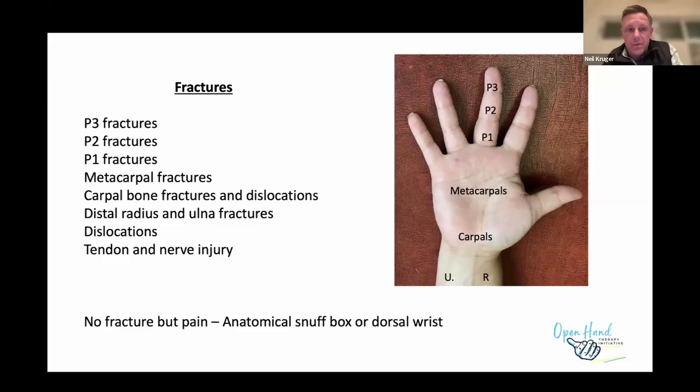And so I'm going to go through P3, P2, P1, your metacarpal fractures, and then your carpal bone fractures and dislocations, and what the bad ones are that you must recognize. And again, I'll touch on the importance of getting X-rays and knowing your anatomy. Just simple distal radius and ulnar fractures, your dislocations, and your tendon and nerve injuries.